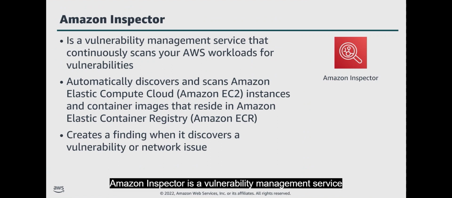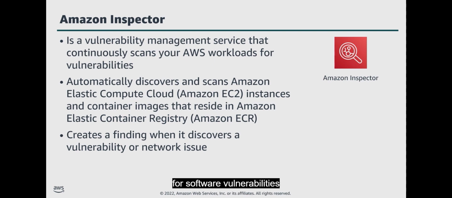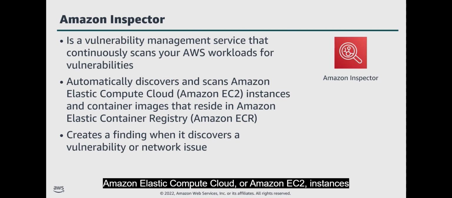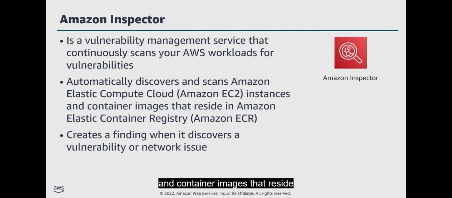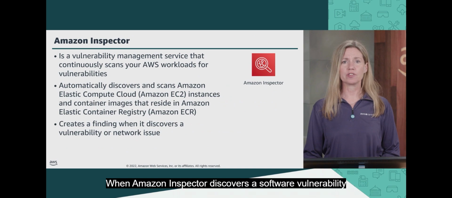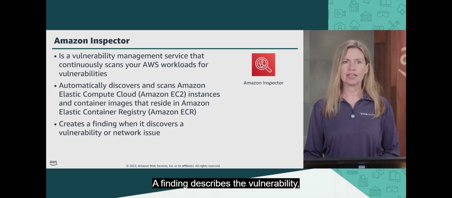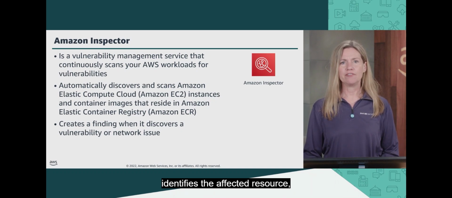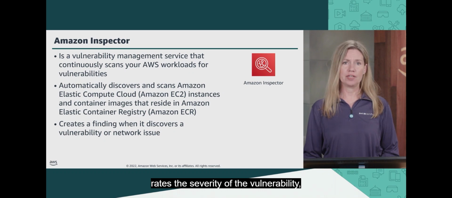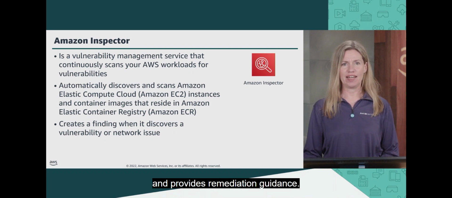Amazon Inspector is a vulnerability management service that continuously scans your AWS workloads for software vulnerabilities and unintended network exposure. Amazon Inspector automatically discovers and scans Amazon Elastic Compute Cloud, or Amazon EC2 instances, and container images that reside in Amazon Elastic Container Registry, or Amazon ECR. When Amazon Inspector discovers a software vulnerability or network issue, the service creates a finding. A finding describes the vulnerability, identifies the affected resource, rates the severity of the vulnerability, and provides remediation guidance.